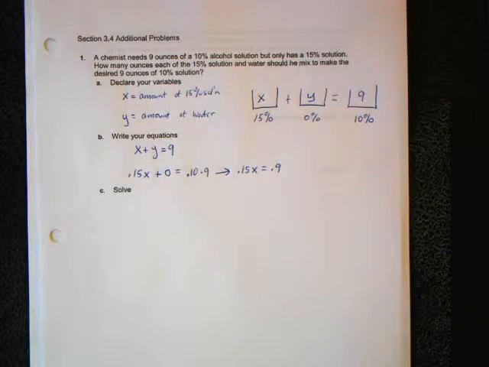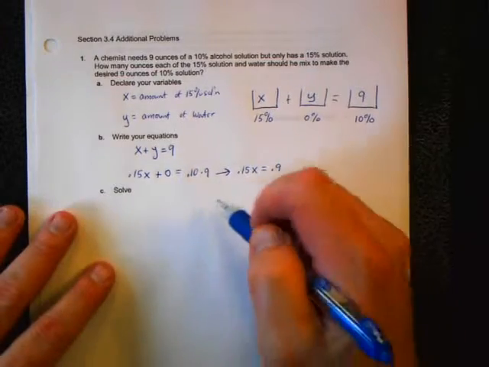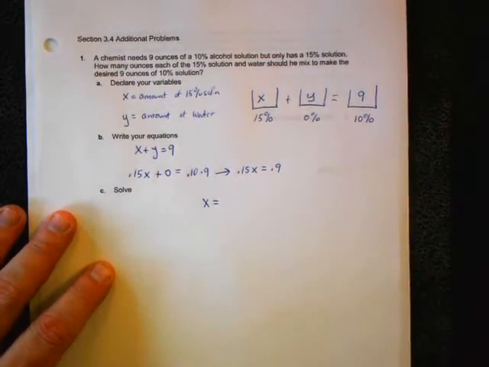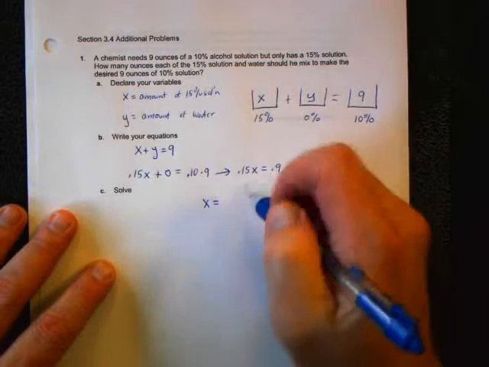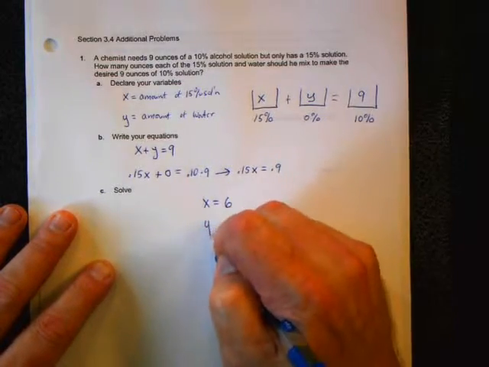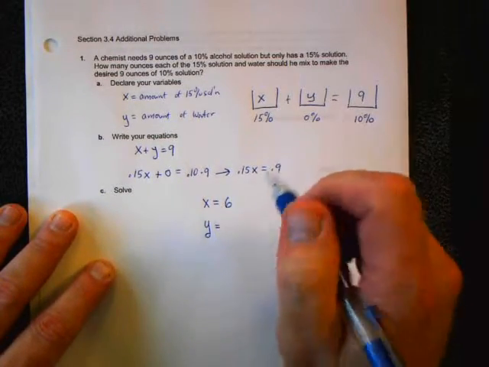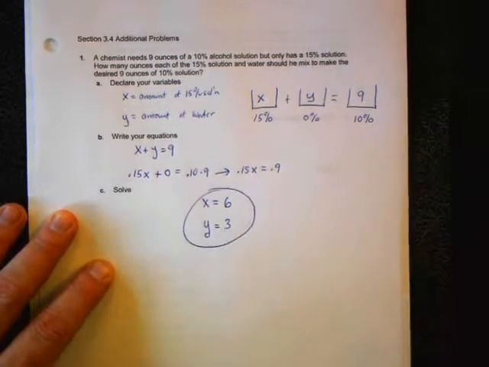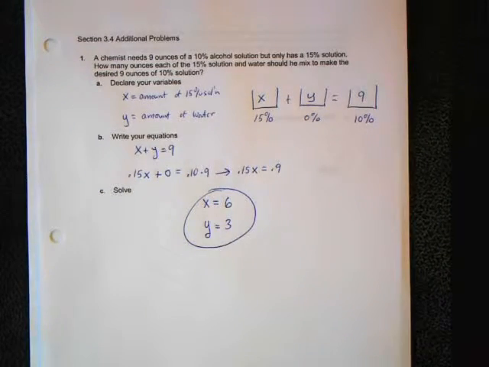We end up with a system of equations, but one of them only has one letter in it. That's nice. That's easy to solve. I grab my calculator. What's 0.9 divided by 0.15? 6. So we need 6 ounces of the 15% solution. And then how much water do we need? 3 ounces. So there's my answer. So that one, the system of equations turned out to be very, very easy to solve. Probably the easiest one we've ever seen. Questions on that one?